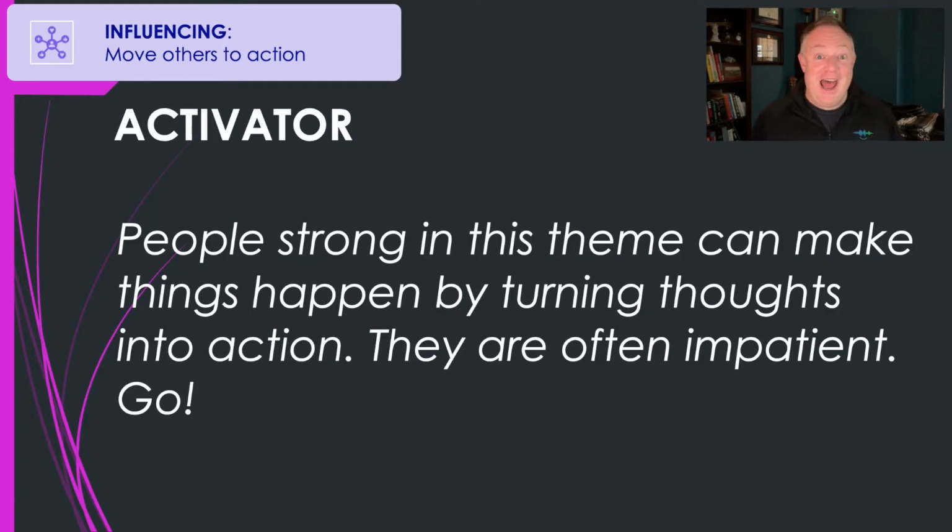Okay, first, activator. And this is our first in the influencing domain. And people with strong activator can make things happen by turning thoughts into action. They are often impatient. And a great way to describe them is "go, okay?" They want to go, go, go.